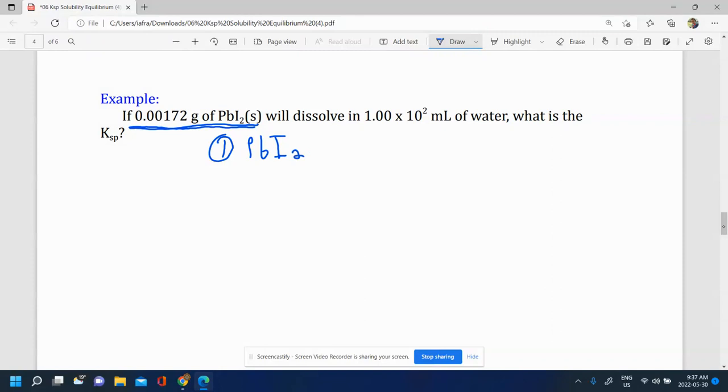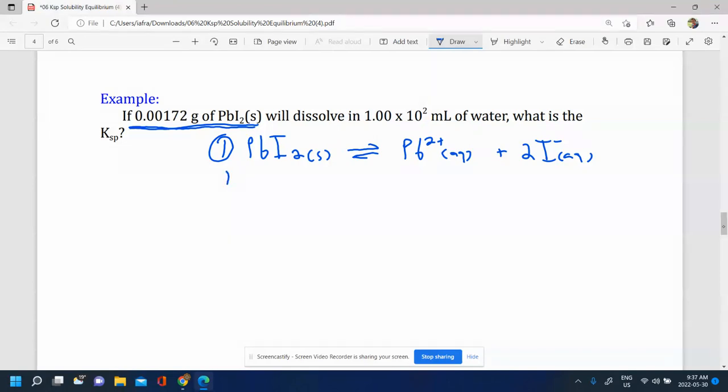So we have a PbI2 solid. Make our equilibrium arrows. We'll get some Pb2+ aq plus some I- aq, and since there's 2, 2 I- aq. And what we can do with this is create an ICE table, because whenever we want to find the K value, we need an ICE table to show what the concentrations at equilibrium are going to be. So let's go ahead and do that.